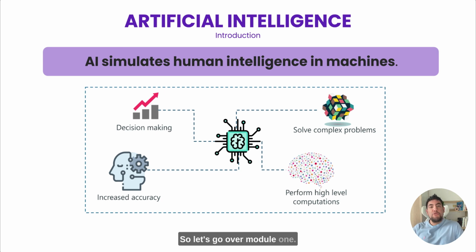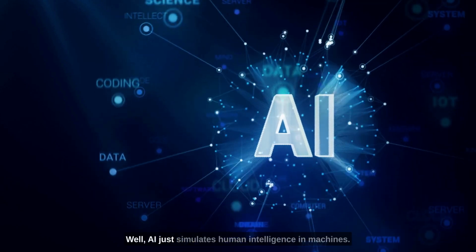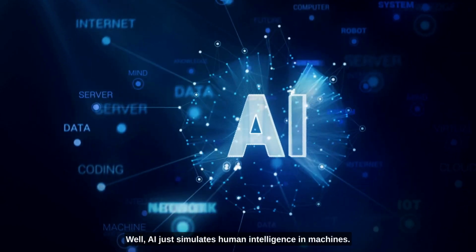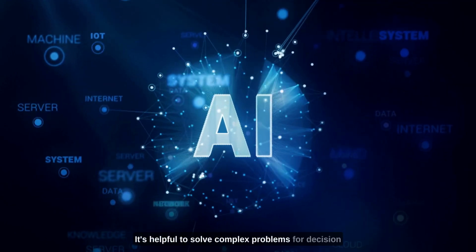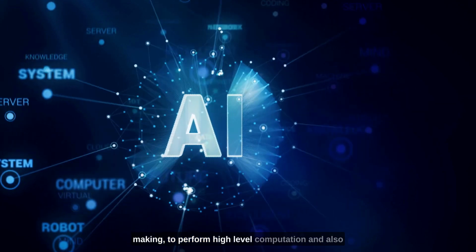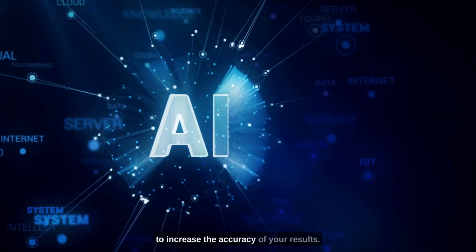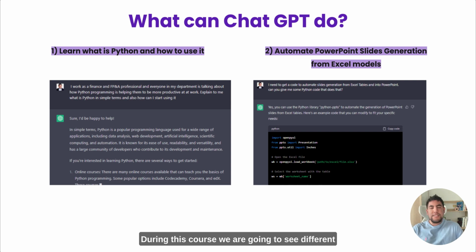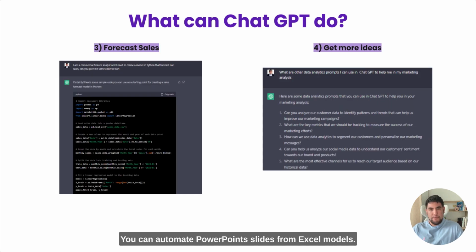So let's go over Module 1. In Module 1, we're going to go about artificial intelligence. So what is it? Well, AI just simulates human intelligence in machines. It's helpful to solve complex problems for decision making, to perform high-level computations, and also to increase the accuracy of your work. During this course, we're going to see different techniques and different ways you can use ChatGPT. For example, you can understand what is Python and learn how to use it. You can automate PowerPoint slides from Excel models. You can forecast your sales or even get more ideas in order to do a financial analysis or a marketing.